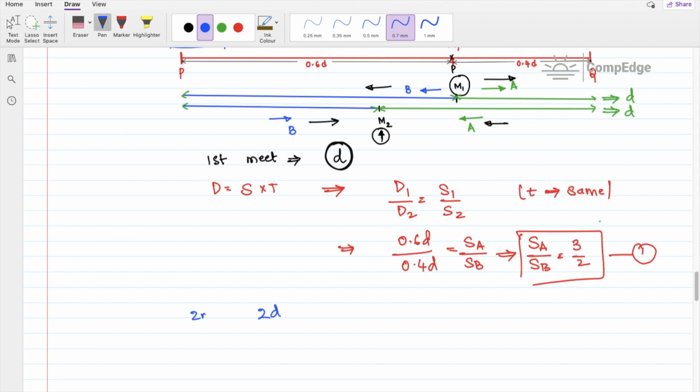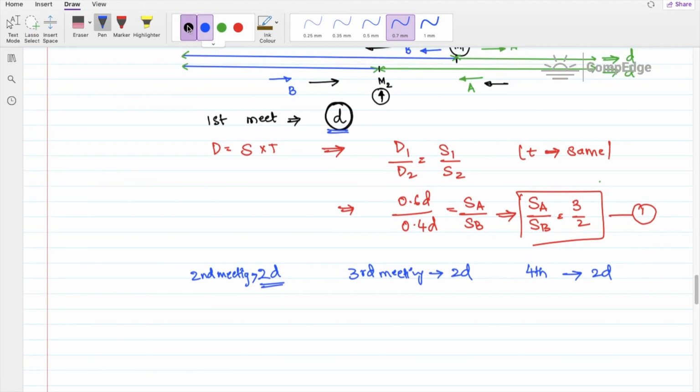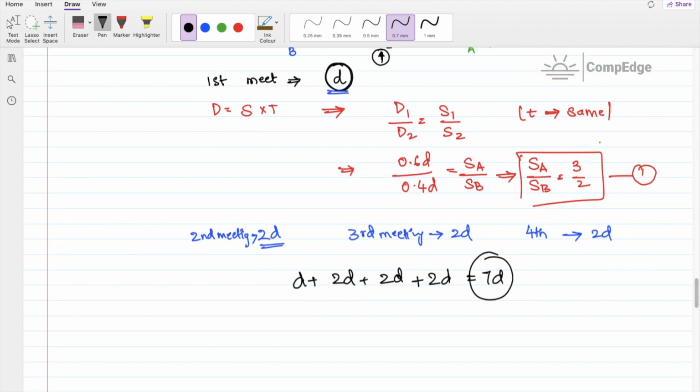So for the second meeting, both the objects cover a total distance of 2d. So for the first meeting they cover a distance of d, for the second meeting they cover 2d, and also for the third meeting they will again cover a distance of 2d, and for the fourth meeting as well they will cover a distance of 2d. So the total distance covered by both the objects is d plus 2d plus 2d plus 2d, which is nothing but 7d.